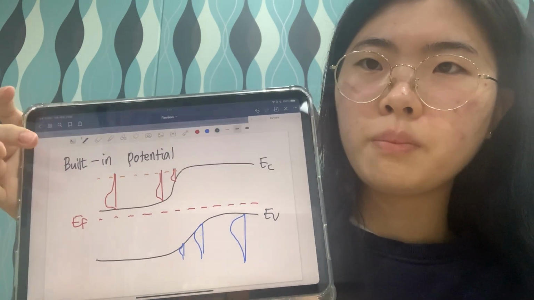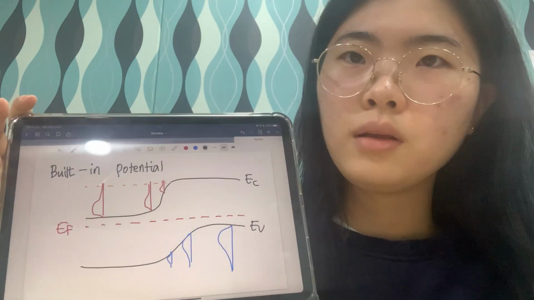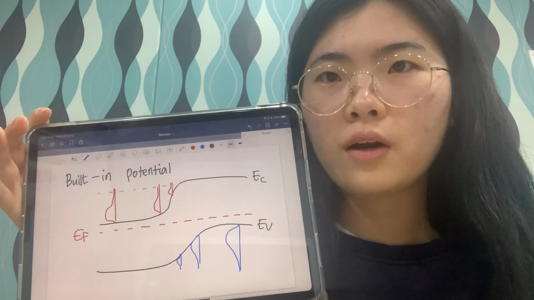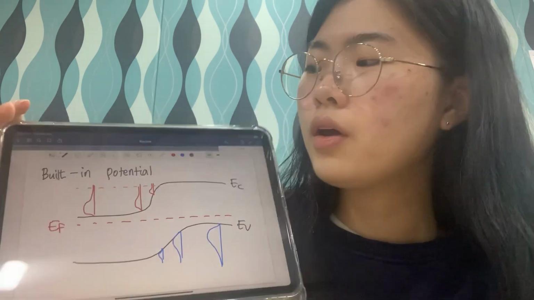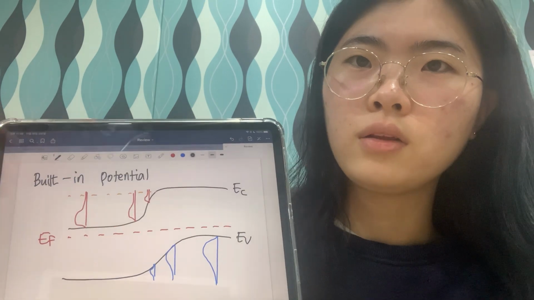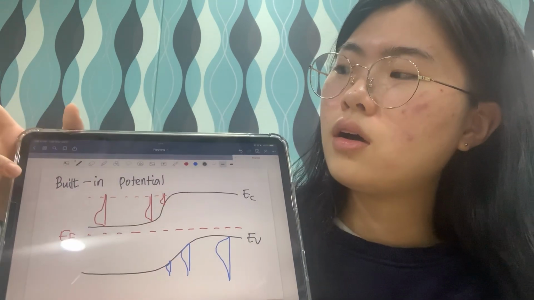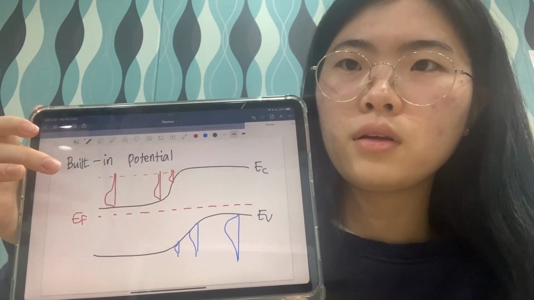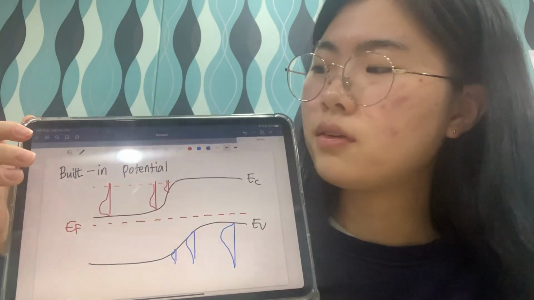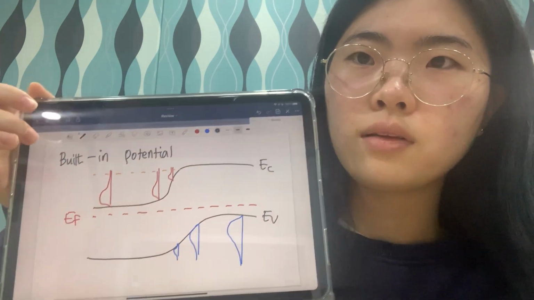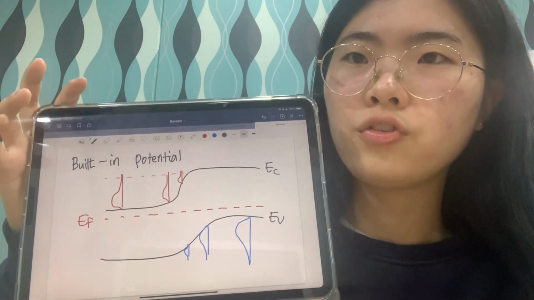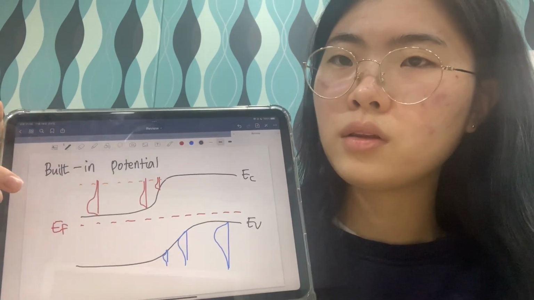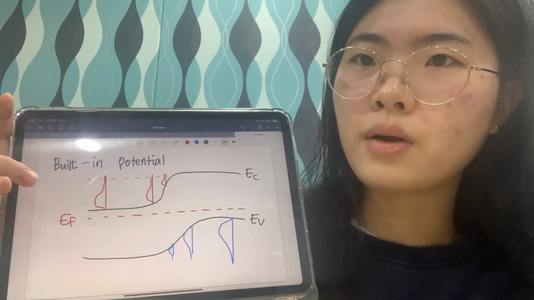Let's talk about built-in potential first. Built-in potential means the potential difference between the n-type Fermi energy and the p-type Fermi energy. It exists naturally when we make the device, so it is decided by the material of the device. Every device has built-in energy inside. Based on this built-in energy, we can draw a PN junction diagram, an energy band diagram.